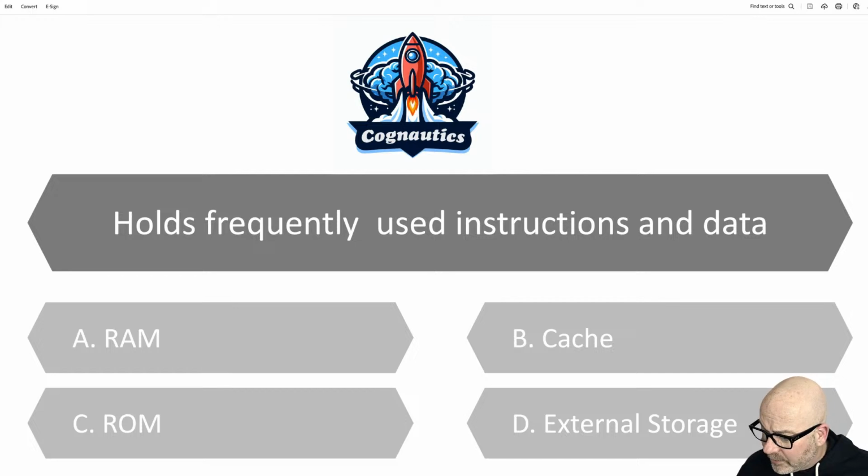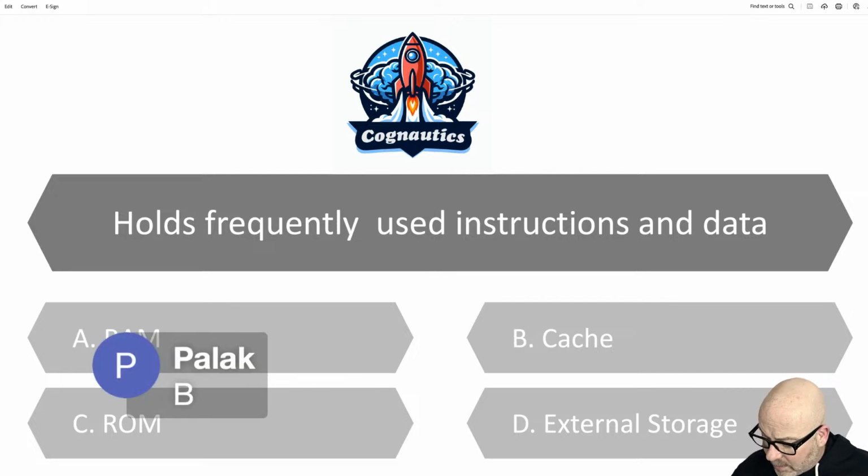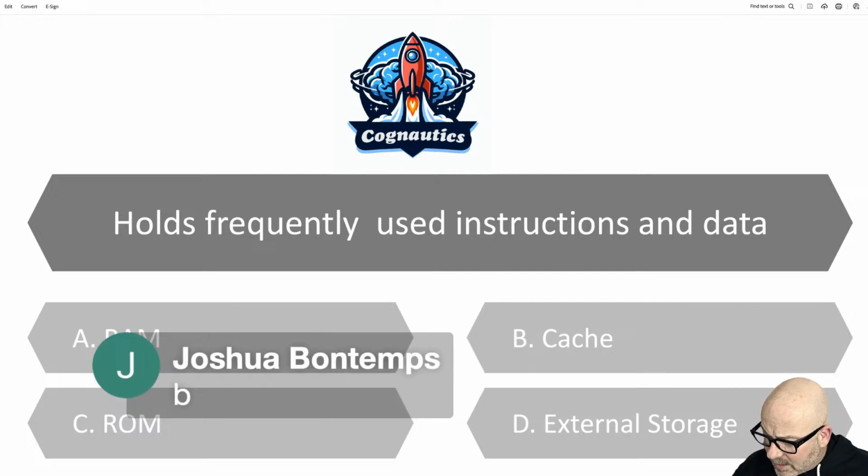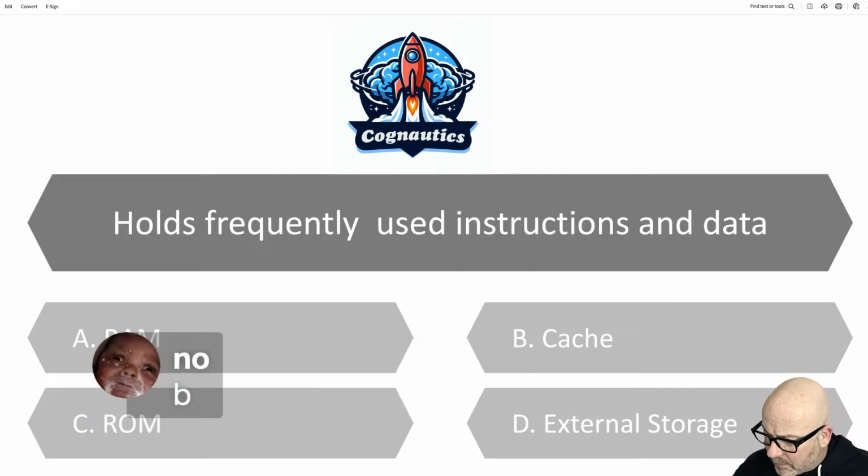What do we think about this one? Oh, we got answers. We've got Palak saying B. We've got Nilikshan saying B. We've got Giggy saying B. We've got Dan saying B. We've got Josh saying B. We've got Mimel saying B. We've got No. Hello, No. Saying B. Shall we see if you are all right? I mean, it's impossible. You could all be wrong.